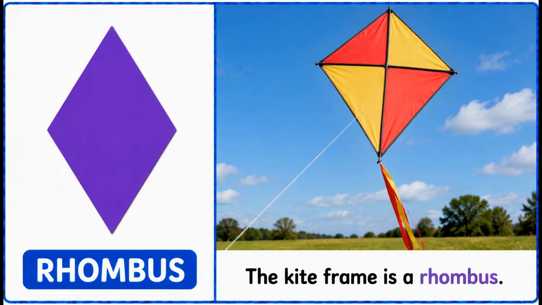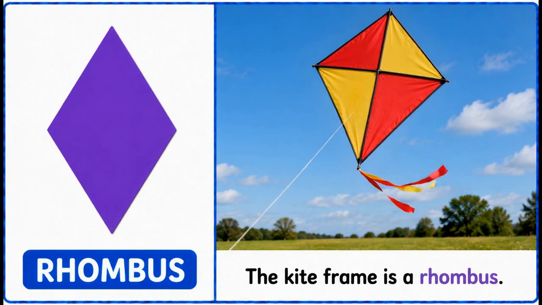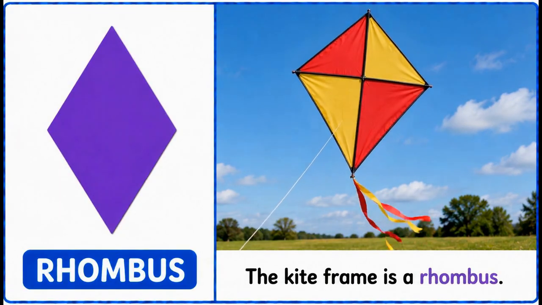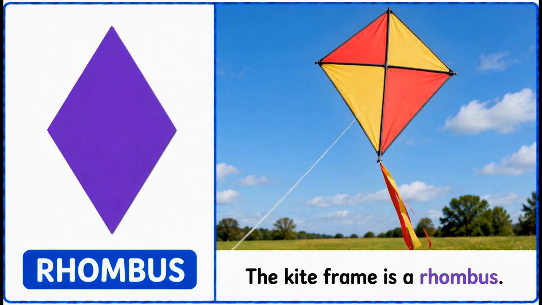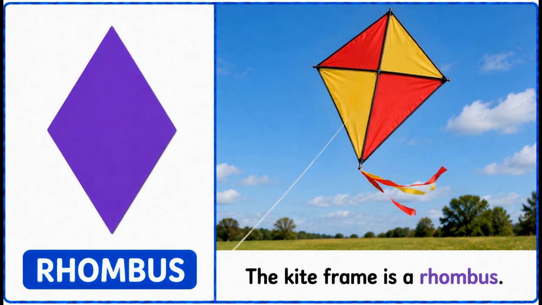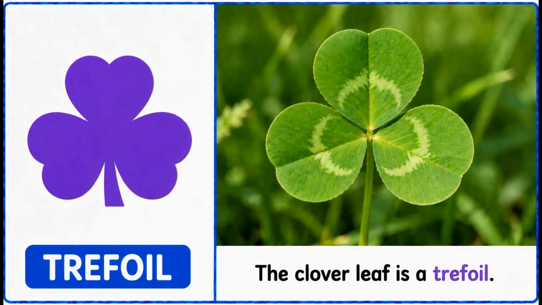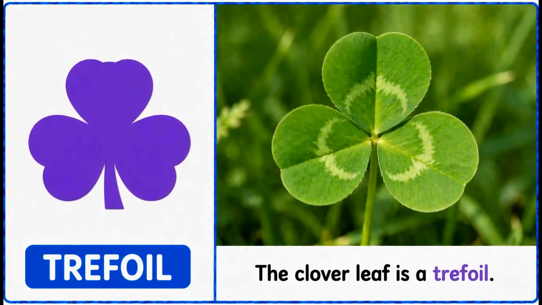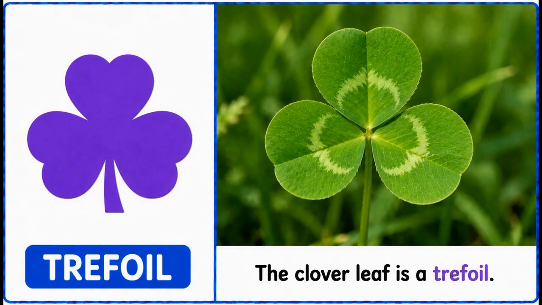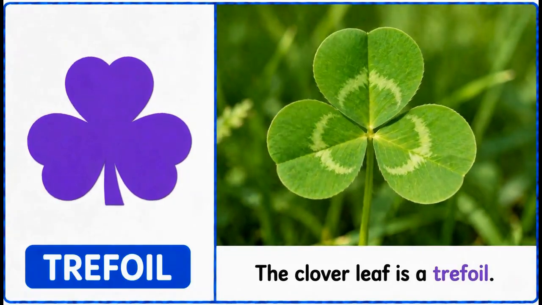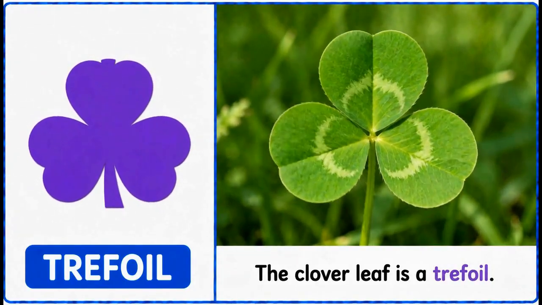Rhombus. The kite frame is a rhombus. Trefoil. The clover leaf is a trefoil.